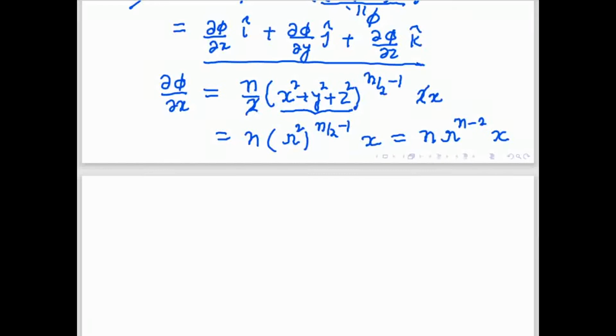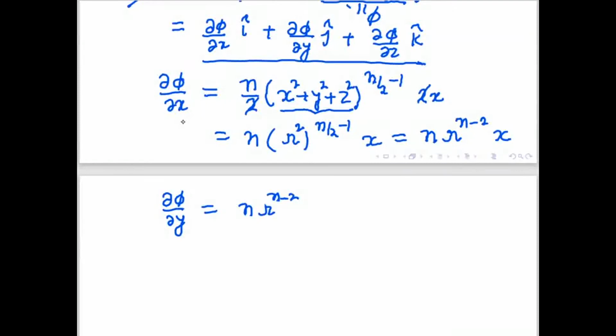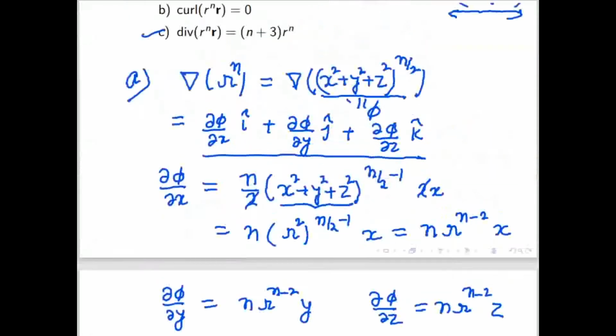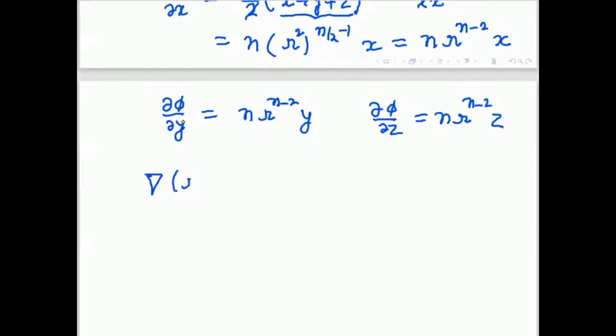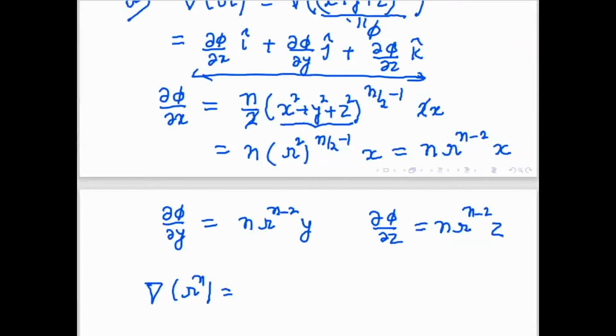So this is del phi by del x. Similarly, if you calculate del phi by del y, you will get n r to the power n minus 2, into y. Calculate with respect to z, you will get n r to the power n minus 2 into z. So all three values I will replace here. Del phi by del x means this one, del phi by del y this one, and del phi by del z, all three values I will replace.